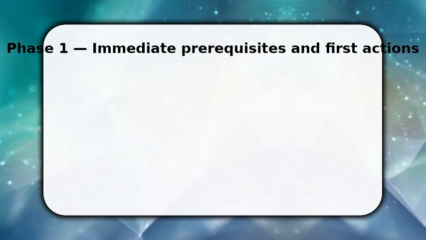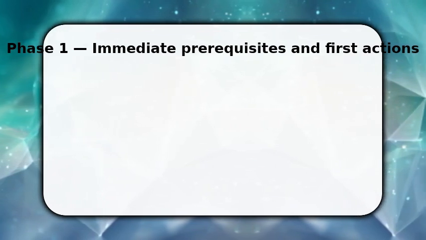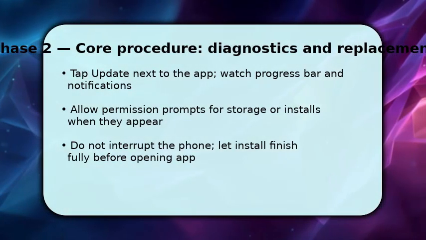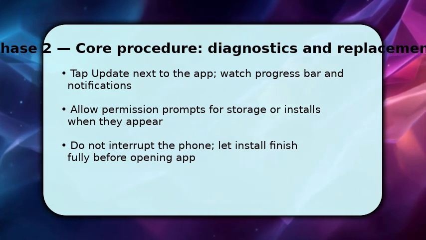Next, locate the app you want to update by searching or checking My Apps. This step gets you directly into the update list, ready to continue. Once you see the app, tap Update and watch the progress indicator. This tells you download versus install stages.